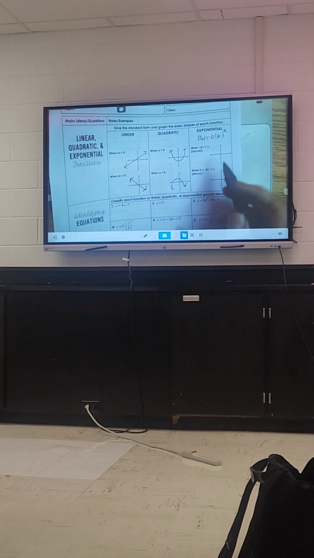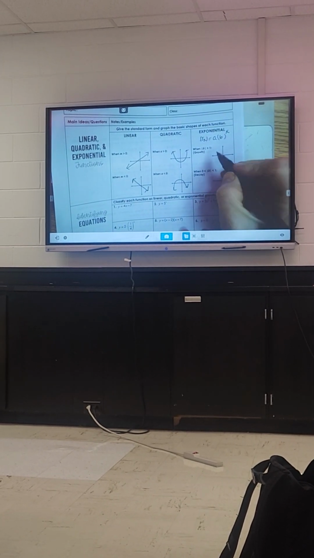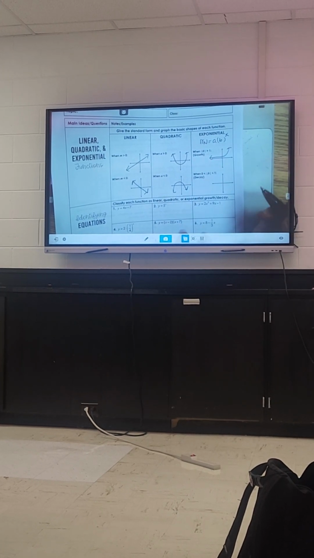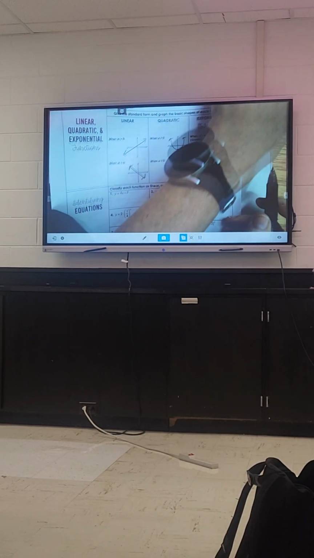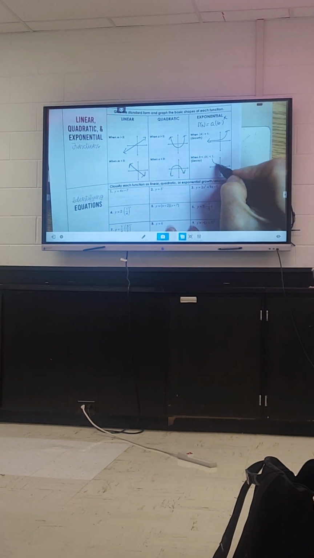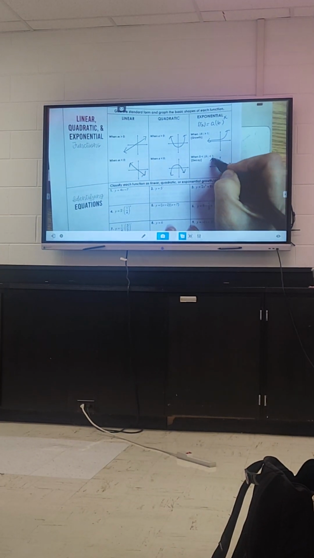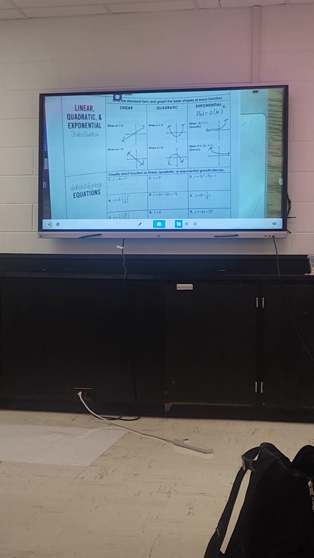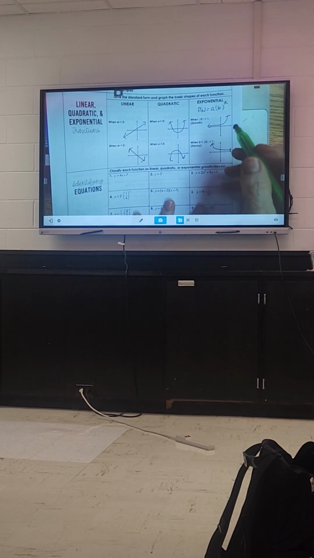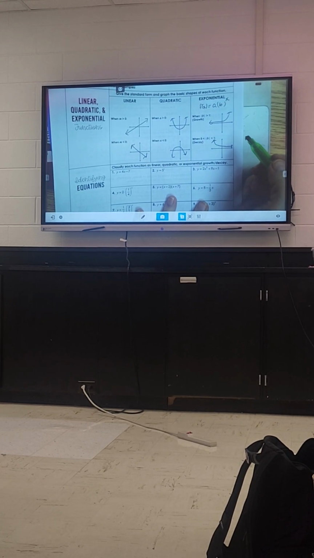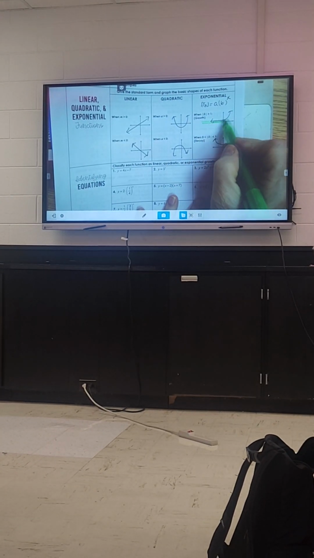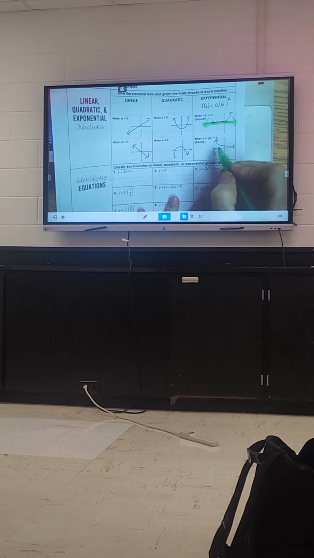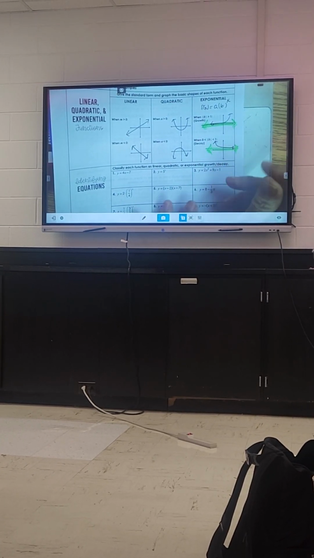So if your b is greater than 1, it is growth. That means as it moves left to right, it's going up. And when it says the absolute value of b is between 0 and 1, it's decay. It means it's going down. And what else do we remember about exponential functions? What do they have that none of our other functions have? What's that line called? Remember? Asymptote. Remember that line that's never gonna be crossed?